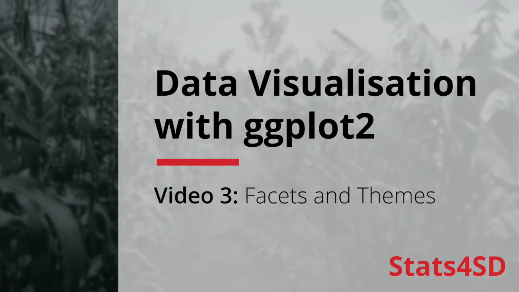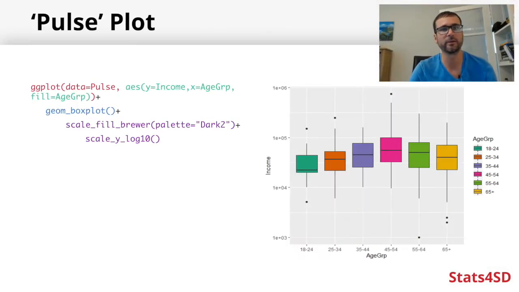So in this final video, we're going to pick up exactly where we left off the previous video and consider those final two ggplot2 elements that I've mentioned previously, which are facets and themes. So if you remember, we got as far as making this lovely plot with the pulse dataset.